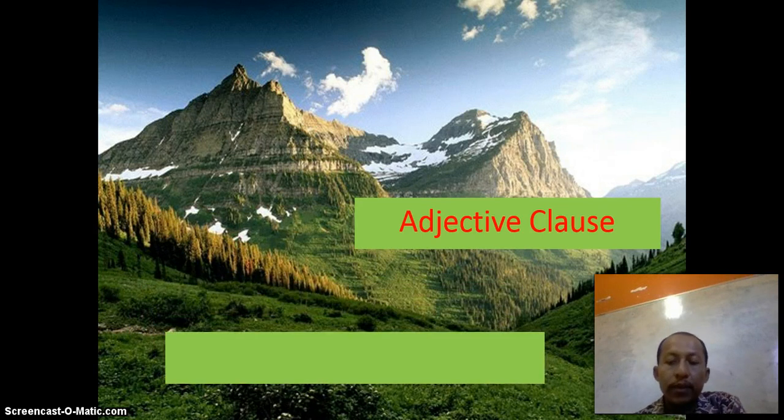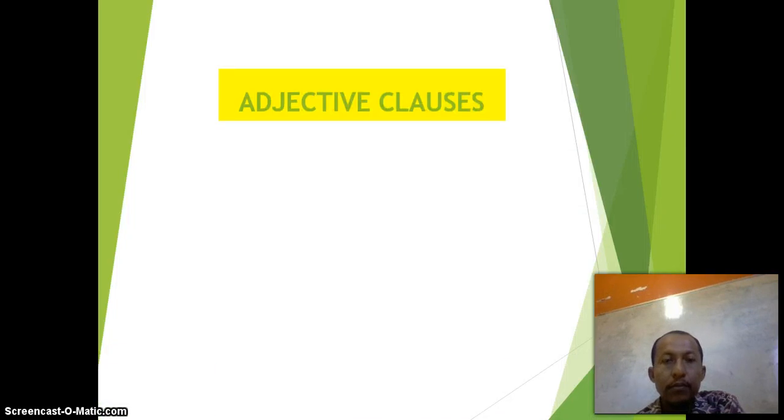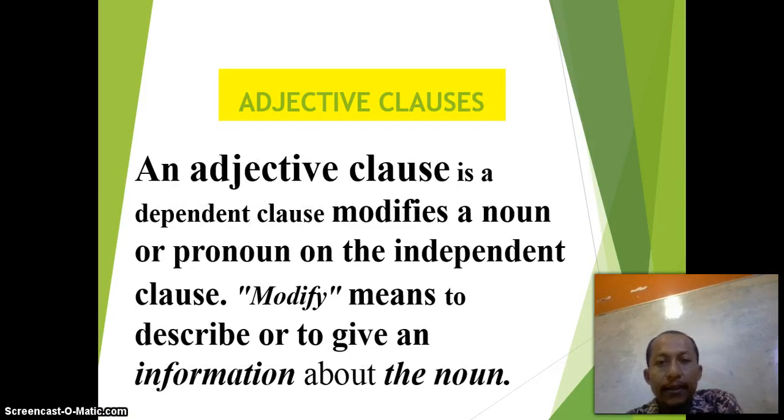Okay, now what is an adjective? This is very important for English learners to understand. Adjective clauses. An adjective clause is a dependent clause that modifies nouns or pronouns in an independent clause. Modify means to describe or to give information about the nouns.